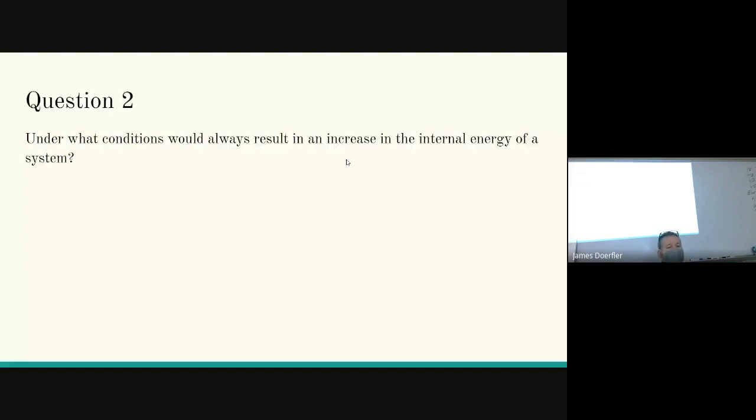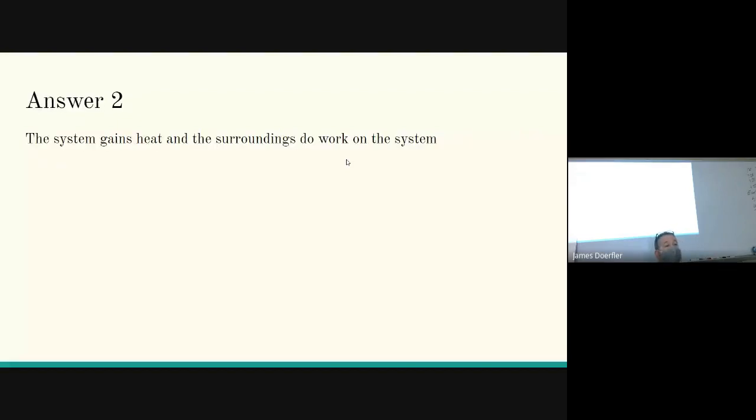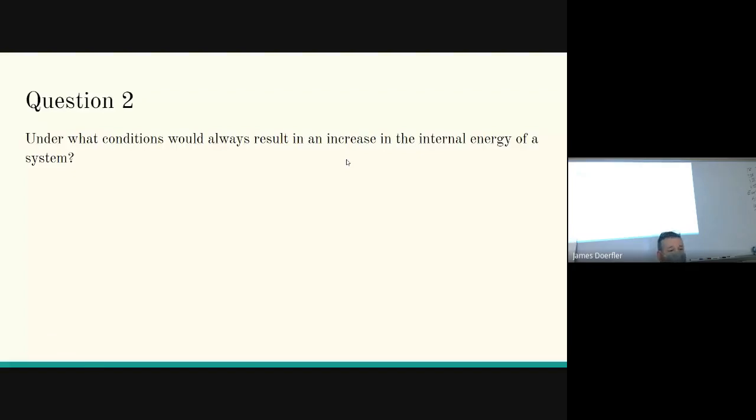Question 2, excuse me. Under what conditions would always result in an increase in the internal energy of a system? So here we are talking about internal energy. We talked about 2 major aspects that are used to determine the internal energy. Okay, that is heat and work. So what must happen to the system in order for it to always have an increase in internal energy? Okay, because there's a really simple math calculation that we can use. In order to always, and the key word is always, okay? The key word is always.